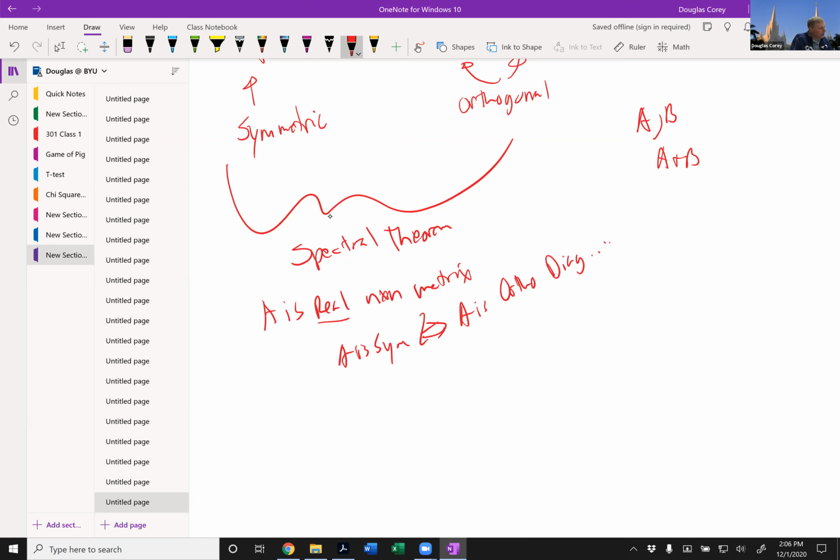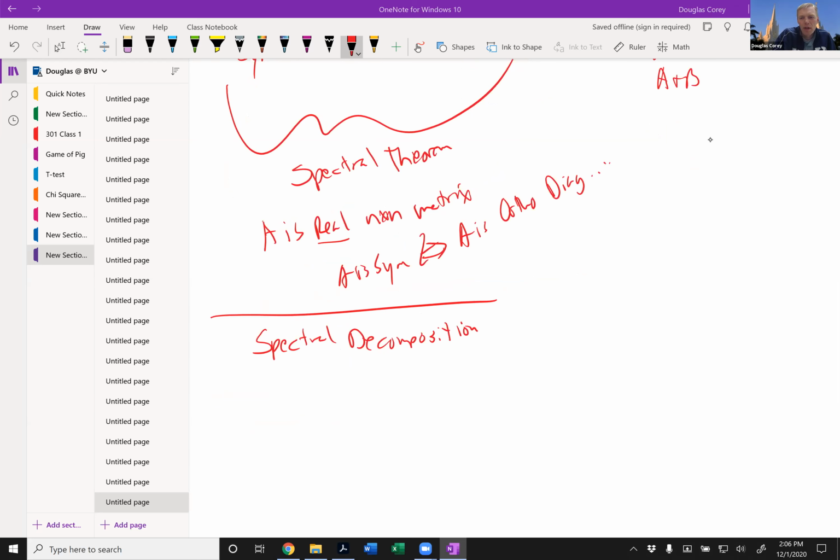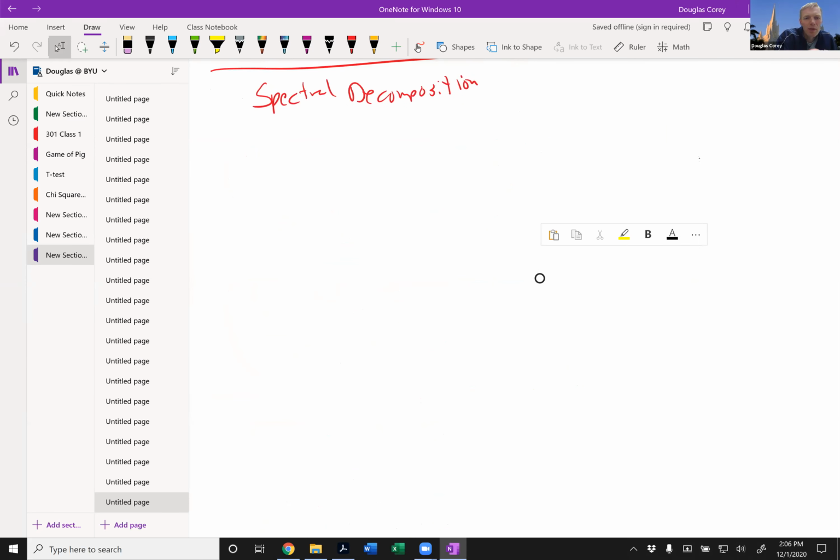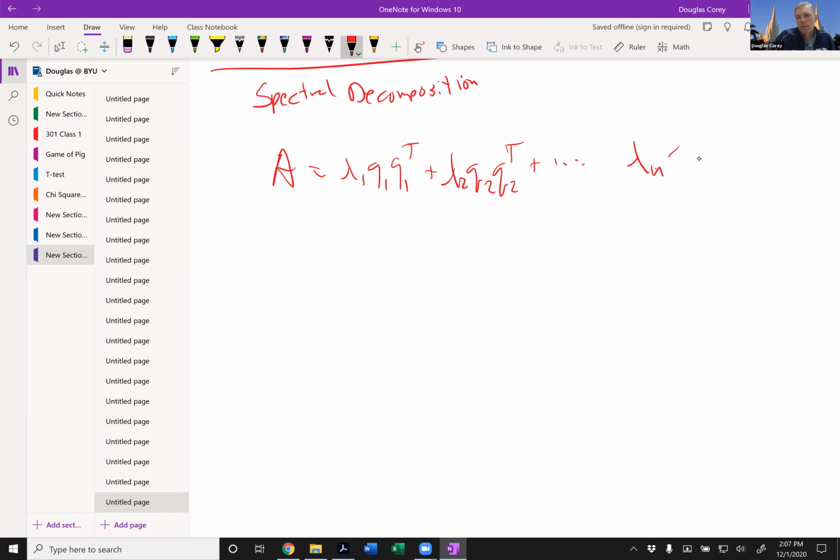And is that all the important definitions and theorems? Oh, let's talk about, so this is the spectral theorem. There's also something called the spectral decomposition. The spectral decomposition takes this structure, and when you start multiplying it out and do a little algebra, you get that you can write the matrix A as lambda 1 Q1 Q1 transpose plus lambda 2 Q2 Q2 transpose plus dot, dot, dot down to lambda n Qn Qn transpose.